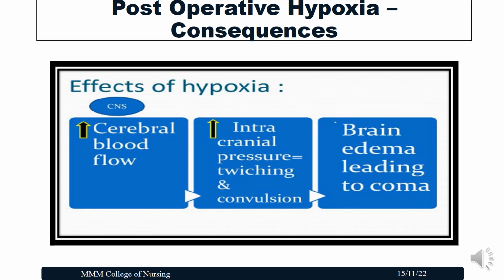So what are the consequences or effects of postoperative hypoxia? When a patient manifests with postoperative hypoxia, what is the effect on the CNS, or the central nervous system? When there is hypoxia, there will be increased cerebral blood flow to the brain. So there will be increased intracranial pressure and there will be twitching and convulsion for the patient. So that can lead to brain edema leading to coma.